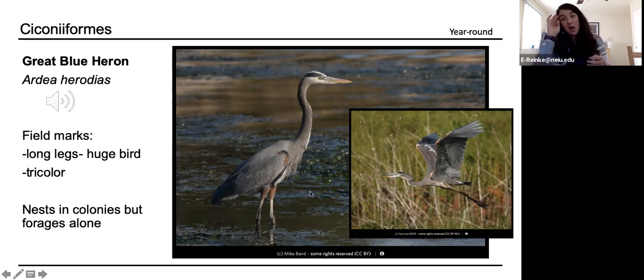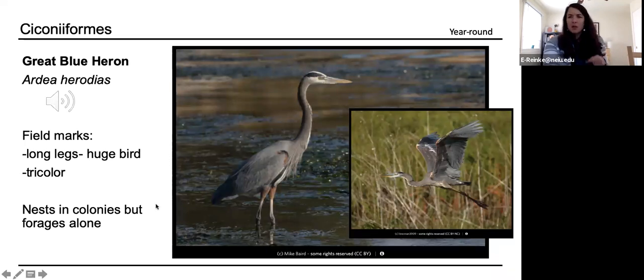These guys nest in colonies, but they forage alone. So like at the wetland, we only saw one, right? Hanging out, looking for food. It probably flies back at night to its rookery, to wherever all the other great blue herons are. And this is kind of what it looks like in flight.